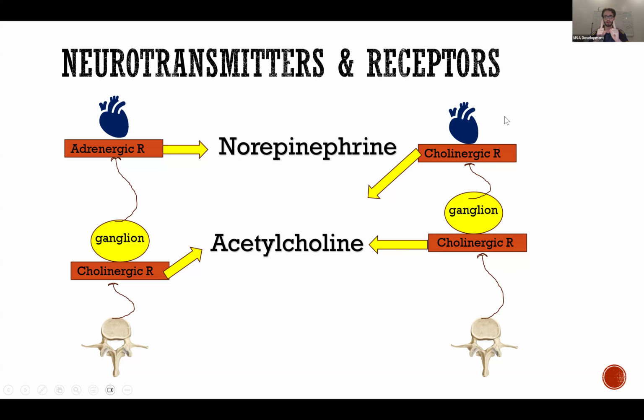For the postganglionic neuron, the distance between the ganglion and the target organ is very short, it's minimal. While in the sympathetic nervous system, the ganglion is closer to the spinal vertebrae. It's closer to the origin, but it is farther away from the organ. That is something that you should keep in your mind.